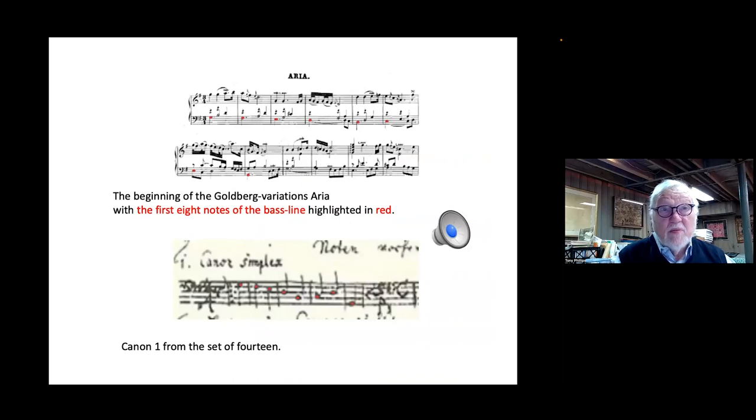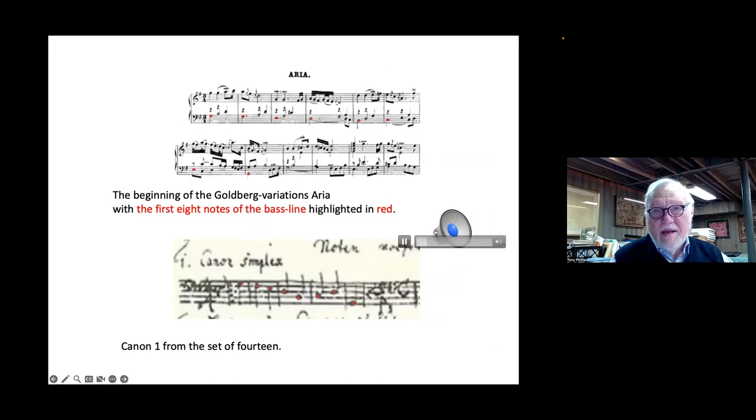So here's the aria. Actually, if you're familiar with the Goldberg Variations, you can imagine what it sounds like. But I've highlighted in red the first eight notes of the bass line. They sound like this. Right, and you can see them up on the score of the aria. Actually, they would be played much slower if I were going along with the tempo of the aria. But anyway, there they are.